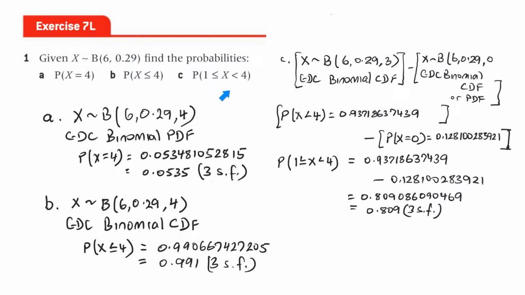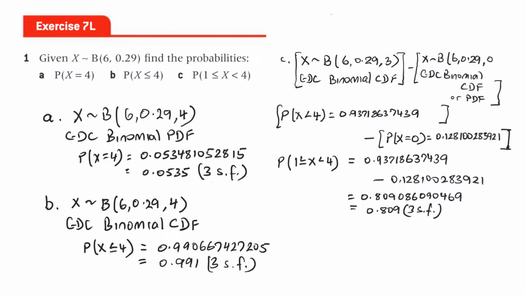C is very interesting because on the Inspire, well, the first thing you need to recognize is that it says less than 4. So effectively, it's X is greater than or equal to 1 and less than or equal to 3. So keep that in mind. When you use the Inspire, you will choose binomial distribution CDF, and you'll put in your trials, which is 6, your probability P, which is 0.29, and then the range from 1 to 3. Remember, that would be 3 because it's less than 4. You're including basically 1, 2, and 3.